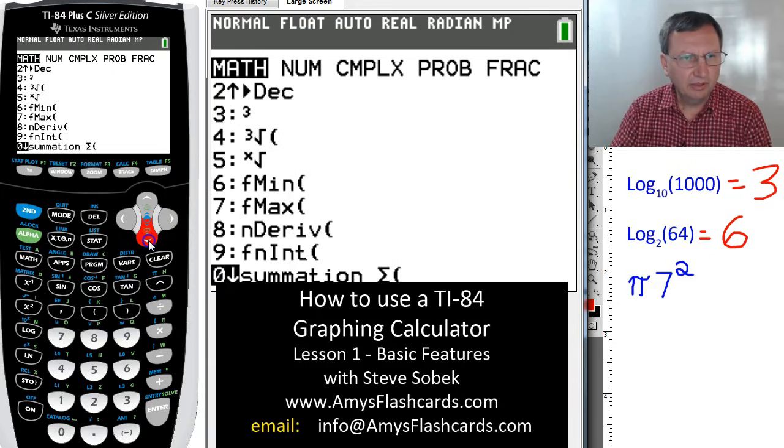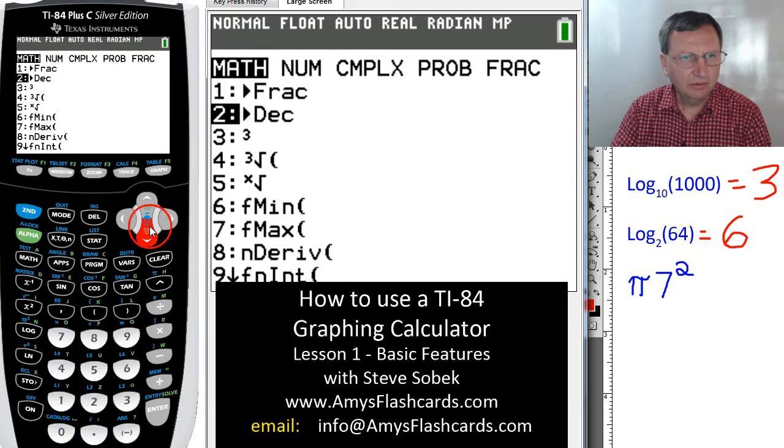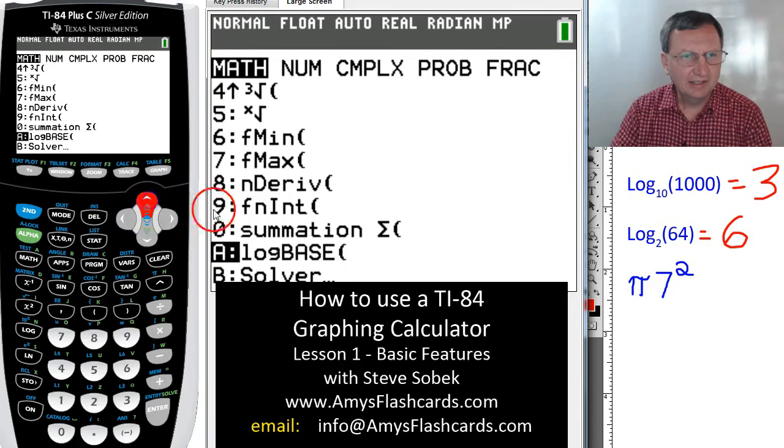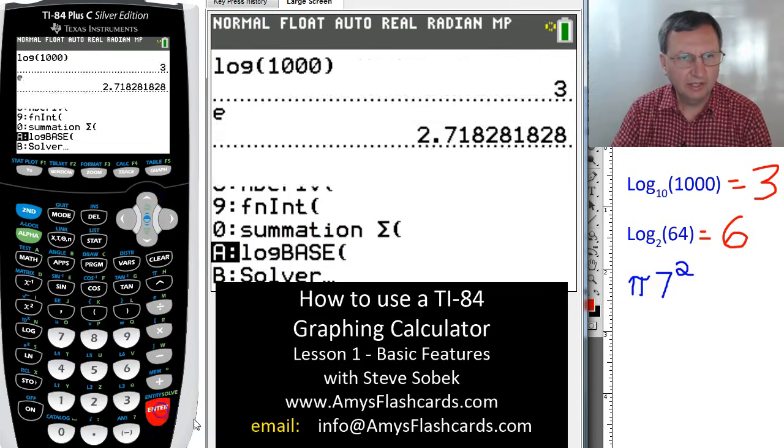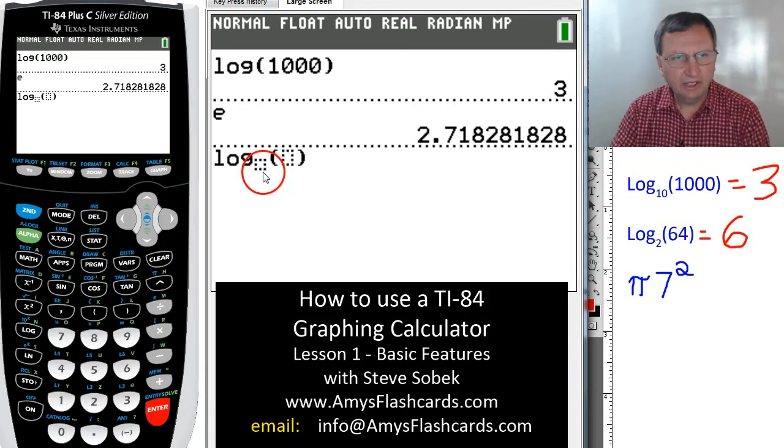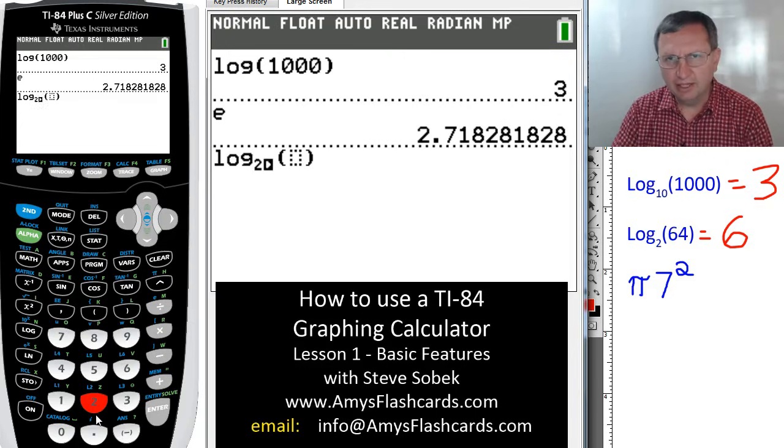I have to get pretty low here. Oops, went too far. All right, I could go up to... Here's the log base right here. Hit the enter key to accept that. And you could type in any base that you want. We want a 2, and then we have to get out of the base. We don't want to hit a 6 now, because it'll show a 26 base.